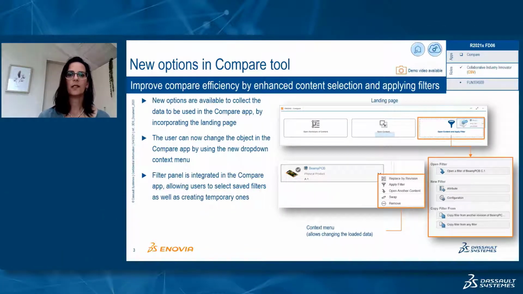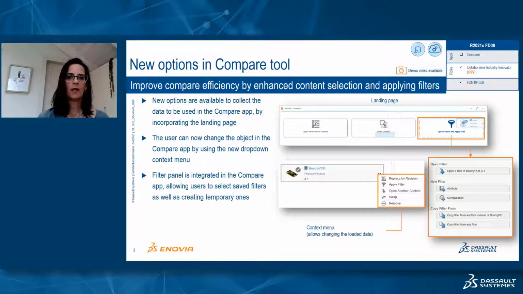There is a new landing page, which provides new options to collect the data to be used in compare. One of the options, for example, is to open filtered content. Moreover, once you already have the object loaded in compare, you can use the new context menu to change it. So, for example, you can replace it with another revision or apply a filter and much more. You don't need, as before, to go and do another search and load the object from scratch.